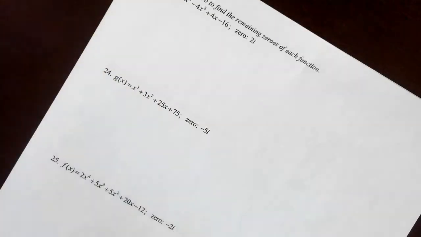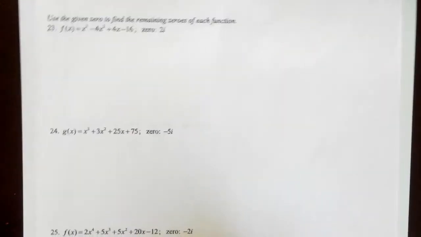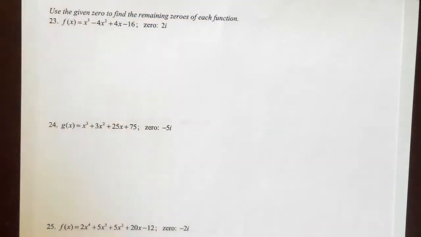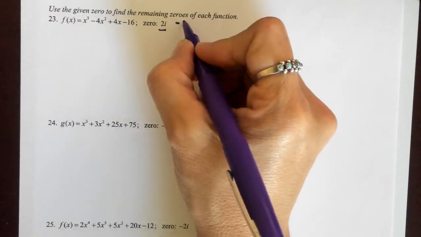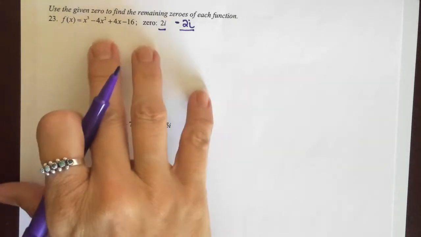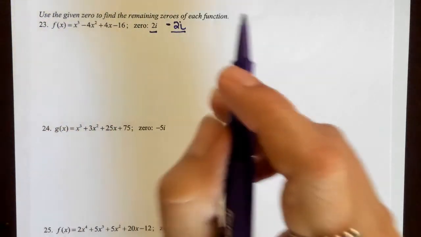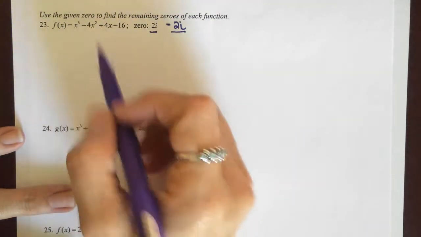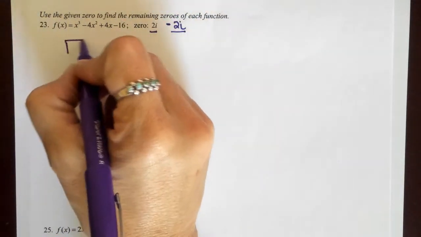Okay, I'm going to turn the page. On 23 through 29, it says use the given 0 to find the remaining zeros of each function. Okay, so right here on this one, the first thing I'd say was, okay, it's got a degree of 3, so I need 3 zeros. I have a 2i, and I have a negative 2i. What I need to do is use synthetic division to find my other 0. So I gotta go try all my different p's over q's to figure out what the missing 0 would be. And we did that on Monday, so I'm sure you can go do that. So I'll kind of get you started.